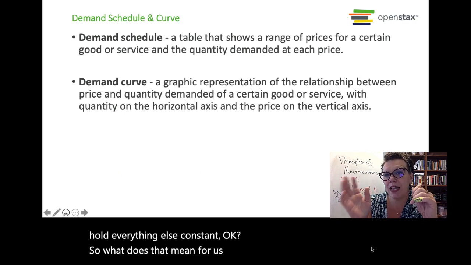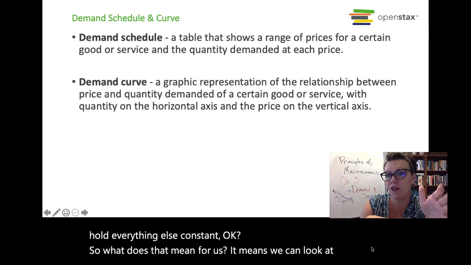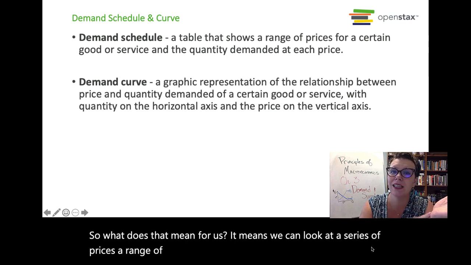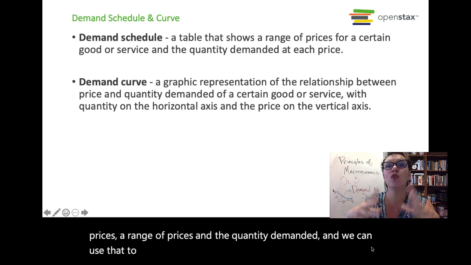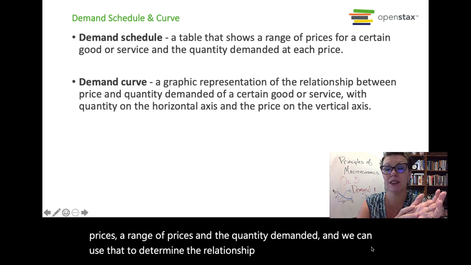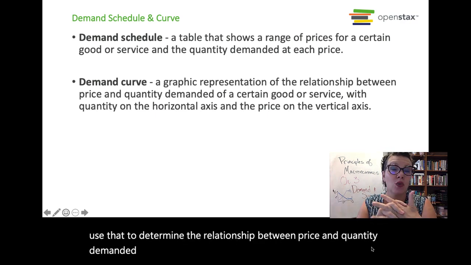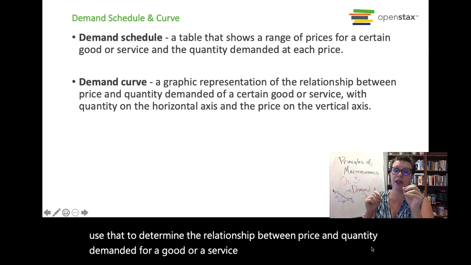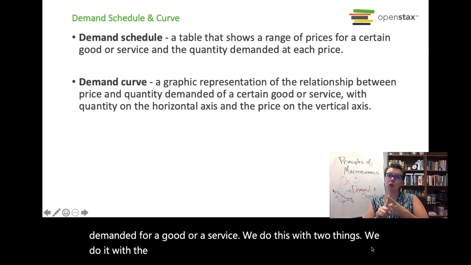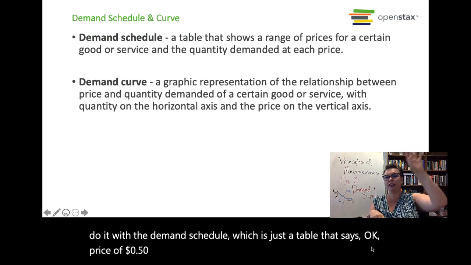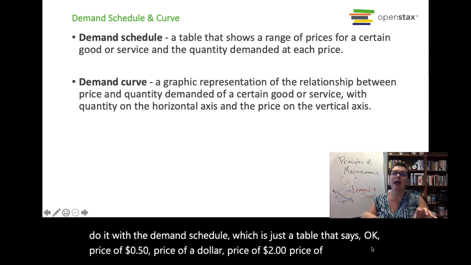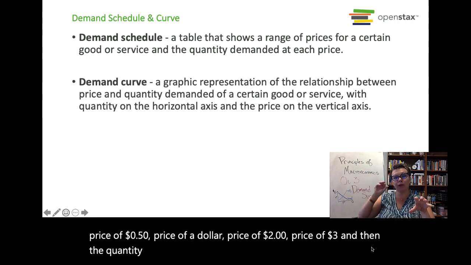Okay? So what does that mean for us? It means we can look at a series of prices, a range of prices, and the quantity demanded, and we can use that to determine the relationship between price and quantity demanded for a good or a service. We do this with two things. We do it with the demand schedule, which is just a table that says, okay, price of 50 cents, price of $1, price of $2, price of $3, and then the quantity demanded at each price.